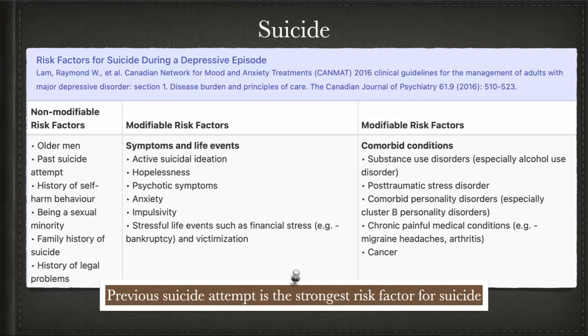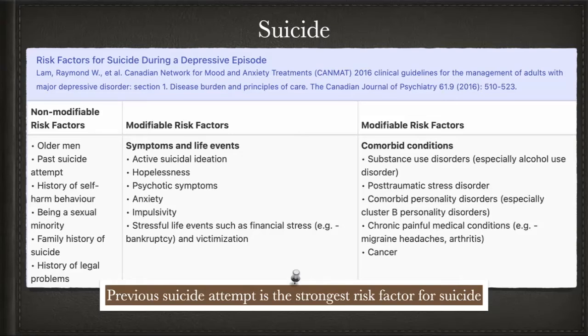Here we can see the risk factors for suicide. Some are non-modifiable and some are modifiable. Among these factors, I would like to stress the previous suicide attempt, which is the strongest risk factor for suicide. The other risk factors are being an elderly male, family history of suicide, history of legal problems, being of a sexual minority, active suicidal ideation, hopelessness, etc.